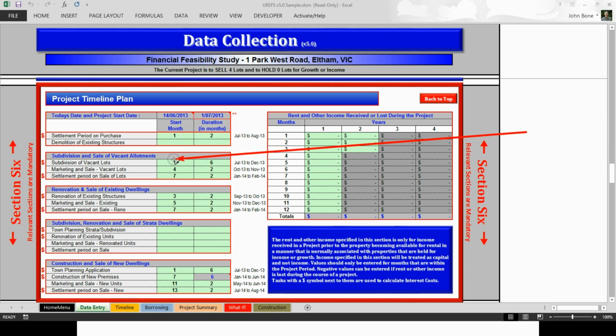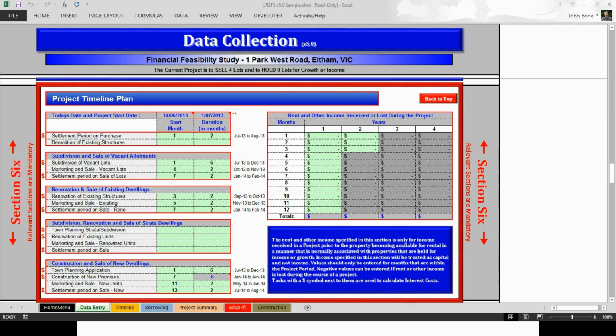If we were not doing any subdivision and sale of vacant blocks, then all of these tasks could be left blank. In our sample project we're going to assume that we would start the subdivision process as soon as we signed a contract for the purchase, and that would be the start month as 1, and the subdivision process would take an estimated 6 months, so we've got a duration of 6 months.